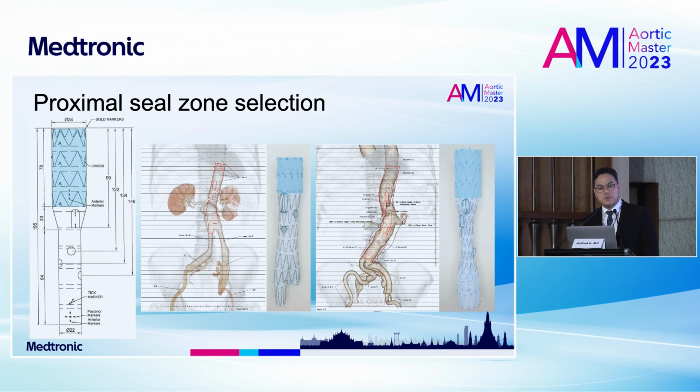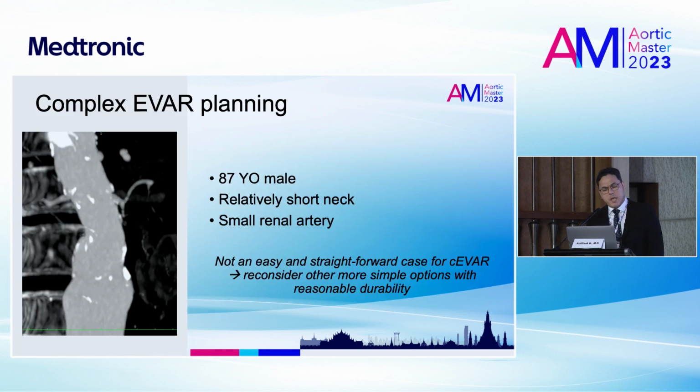So we get 2-3 stents for the proximal overlap in the future. In this patient, we think about this is an 87-year-old male with a relatively short neck, with small renal arteries. If this patient is a little bit younger than this, so if the patient is young, we would for sure get open repair. If younger than this, probably get some more durable repair for the patient with a complex device.